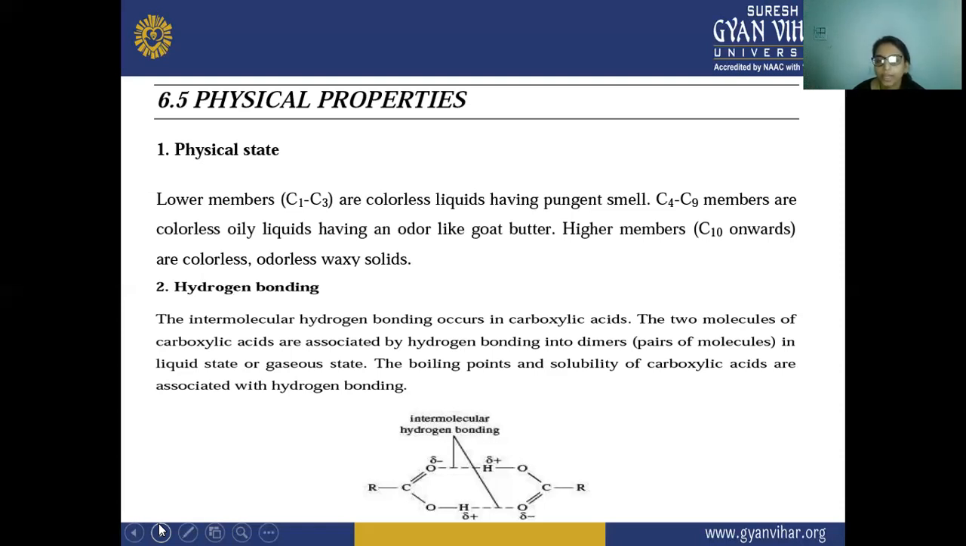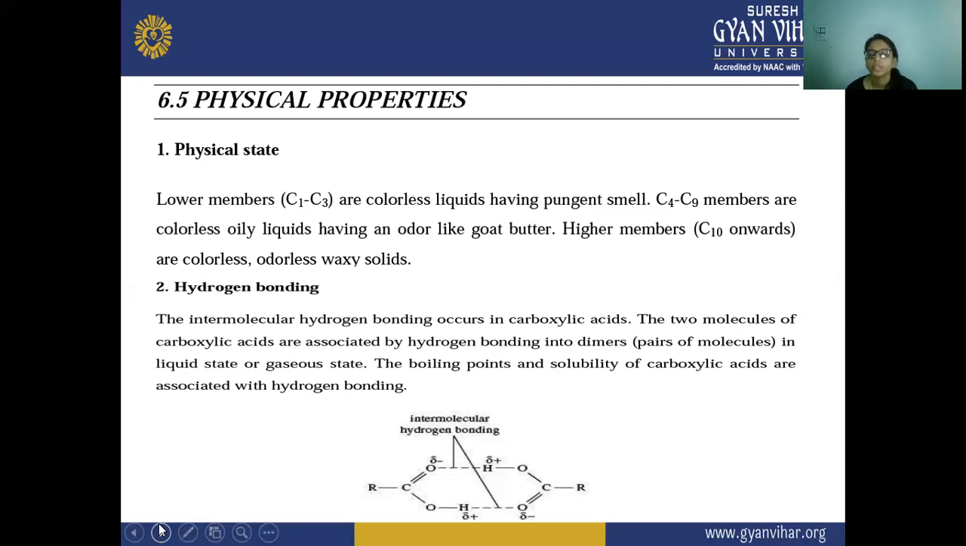The boiling point and solubility of carboxylic acids are associated with hydrogen bonding. Here the solubility and the boiling point are associated with the hydrogen bonding. If there is no hydrogen bonding, then what will be the boiling point and the solubility? And if there is hydrogen bonding, then what will be the boiling point and the solubility of this carboxylic acid?